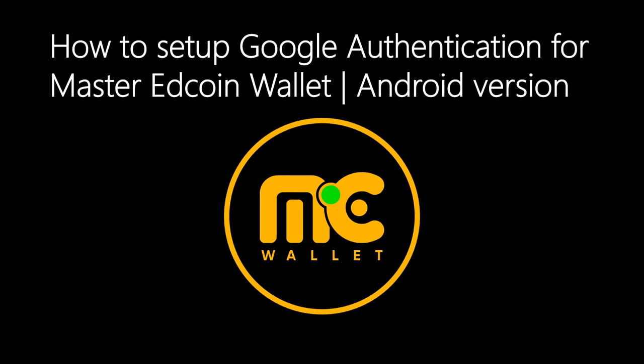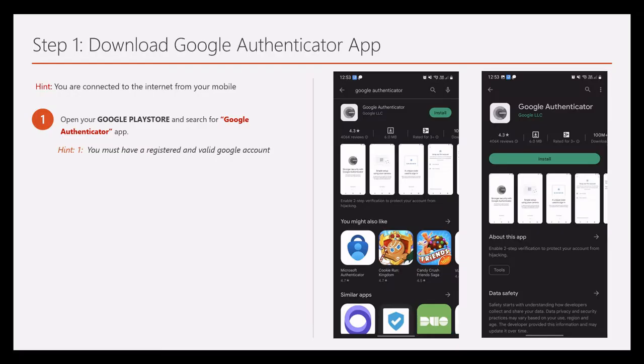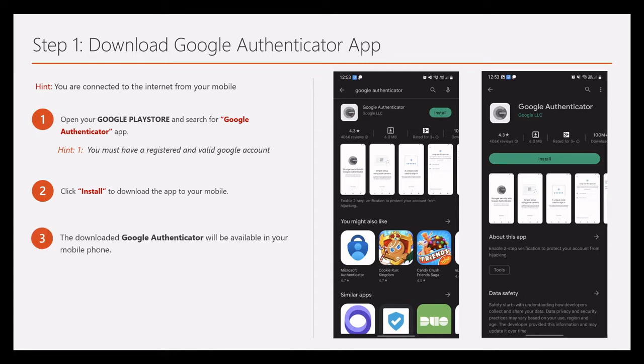How to set up Google Authentication for your Master Edcoin Wallet, the Android version. Open your Google Play Store and search for Google Authenticator. Click on Install to download the app to your mobile. The downloaded Google Authenticator will be available in your mobile phone once the installation is complete.